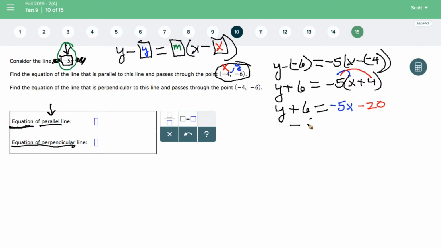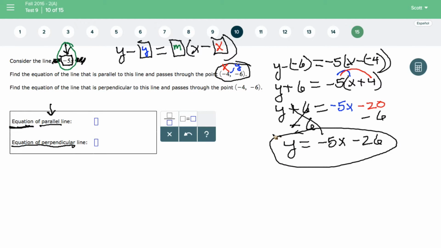Now we're going to subtract 6, and we get y by itself. The 6's cancel out, equals negative 5x, and negative 20 minus 6 is negative 26. So this line is parallel to that line. How do we know? Well, just look at the slopes. The slopes are the same, so we want parallel. So here's where we would write y equals negative 5x minus 26, just like that.